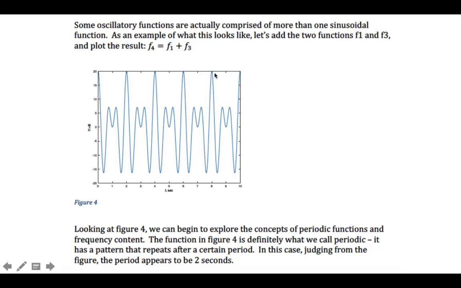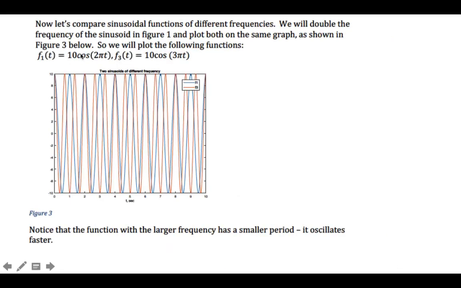In this case, you notice that T is roughly 2, and so F would be 1 over 2, and omega naught, the fundamental frequency, would be 2 pi over 2, or pi. Now let's go back and look at our two functions.